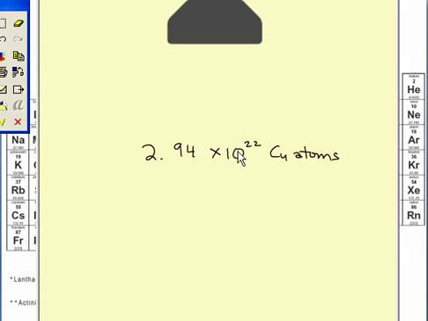Okay, again, we don't want to forget our power of 10. That's critical. We don't just have 2.94 copper atoms. We have 2.94 times 10 to the 22 copper atoms. And this is actually a whole number. This is not a decimal, even though we're expressing it as a decimal in scientific notation. This is a whole number, a huge, huge, huge whole number.